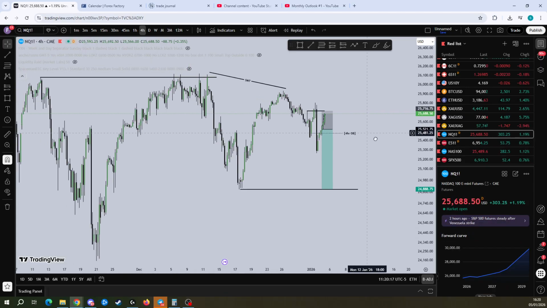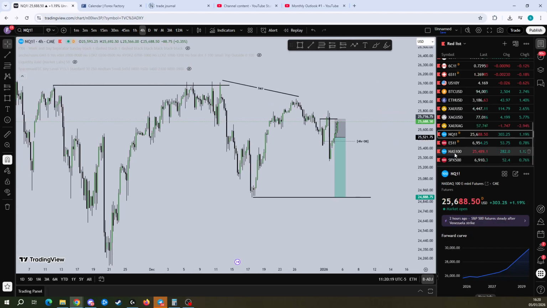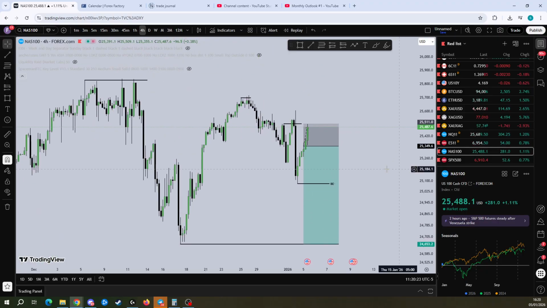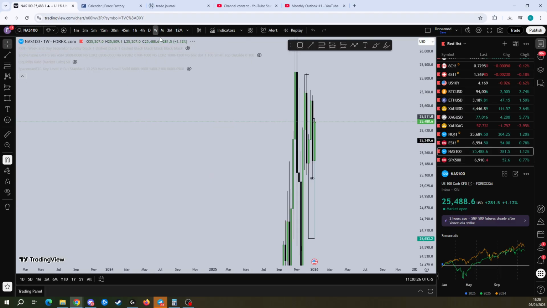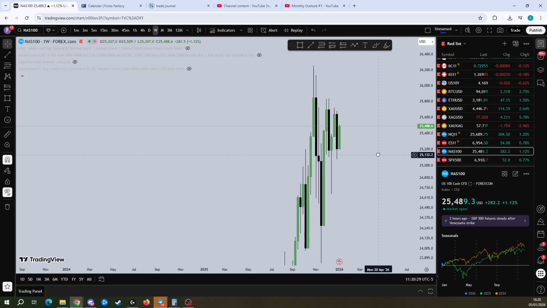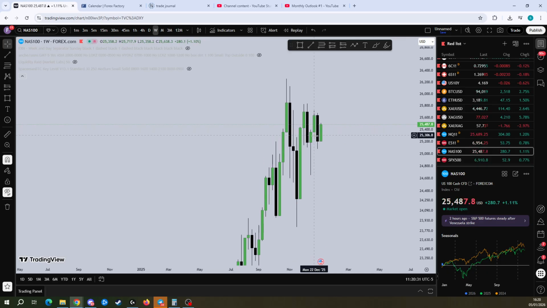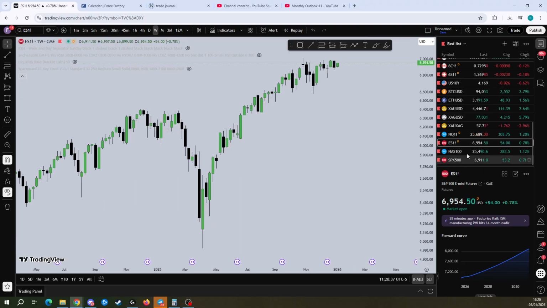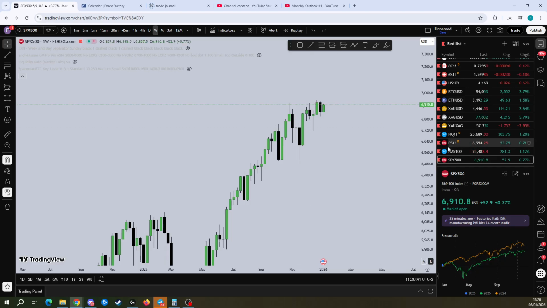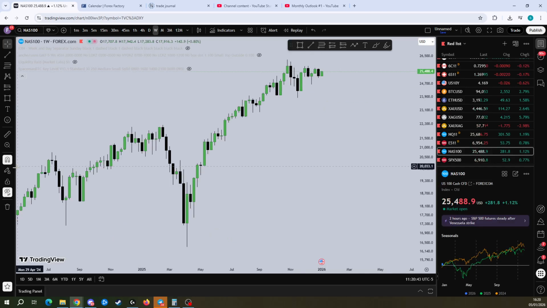From the weekly outlook that I did, I mentioned that I wanted to see lower prices on NQ. After we had SMT at these highs, as you can see, we ran this high, but on NQ we failed to run this high.